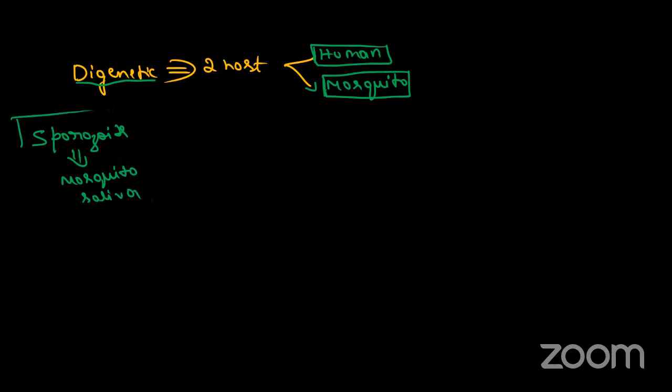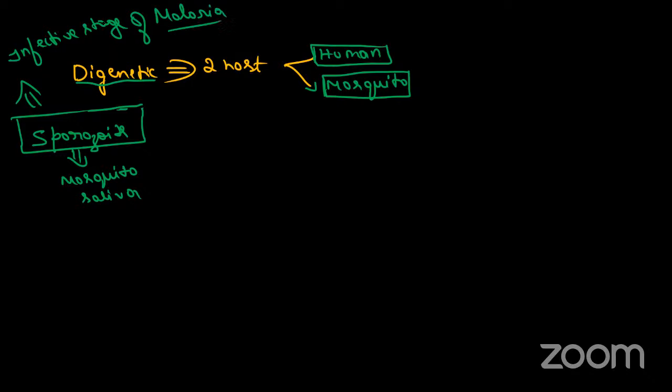Okay, sporozoite. 1 minute. The sporozoite we will call the infective stage. Okay, infective stage of malaria or the Plasmodium vivax. What will it do now? This mosquito is having the saliva, right? The mosquito bites some other person. Okay, some human. It was bitten. What happened? It was bitten to the human.